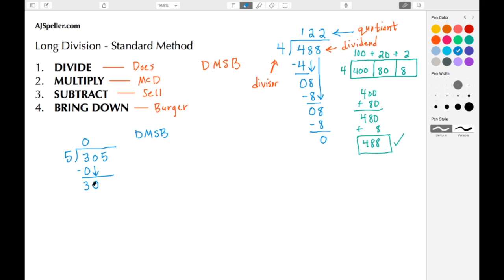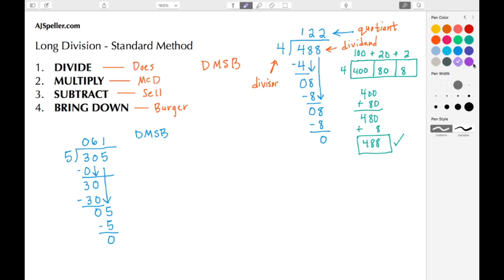Now we want to figure out if 30 can be divided by 5. It can, and that's 6 times. Now we multiply 6 times 5 to give us 30. Then we subtract 30 minus 30 to give us 0, and then we bring down, in this case, a 5, and we go back to the beginning, which is division. We want to do 5 divided by 5. Well, that's only 1 time. Multiply 1 times 5 to give us 5. Subtract 5 minus 5 to give us 0. There's nothing else to bring down, so we're going to say that our quotient or answer is 61.